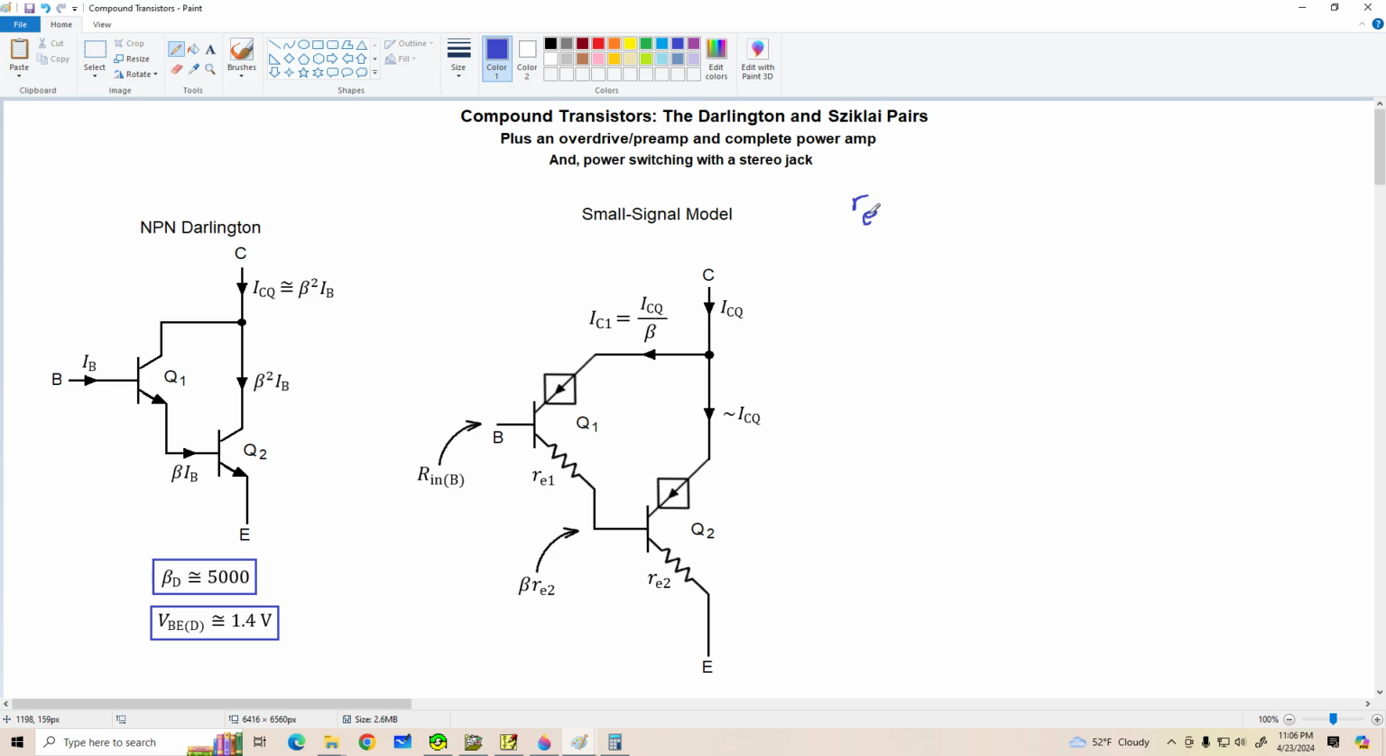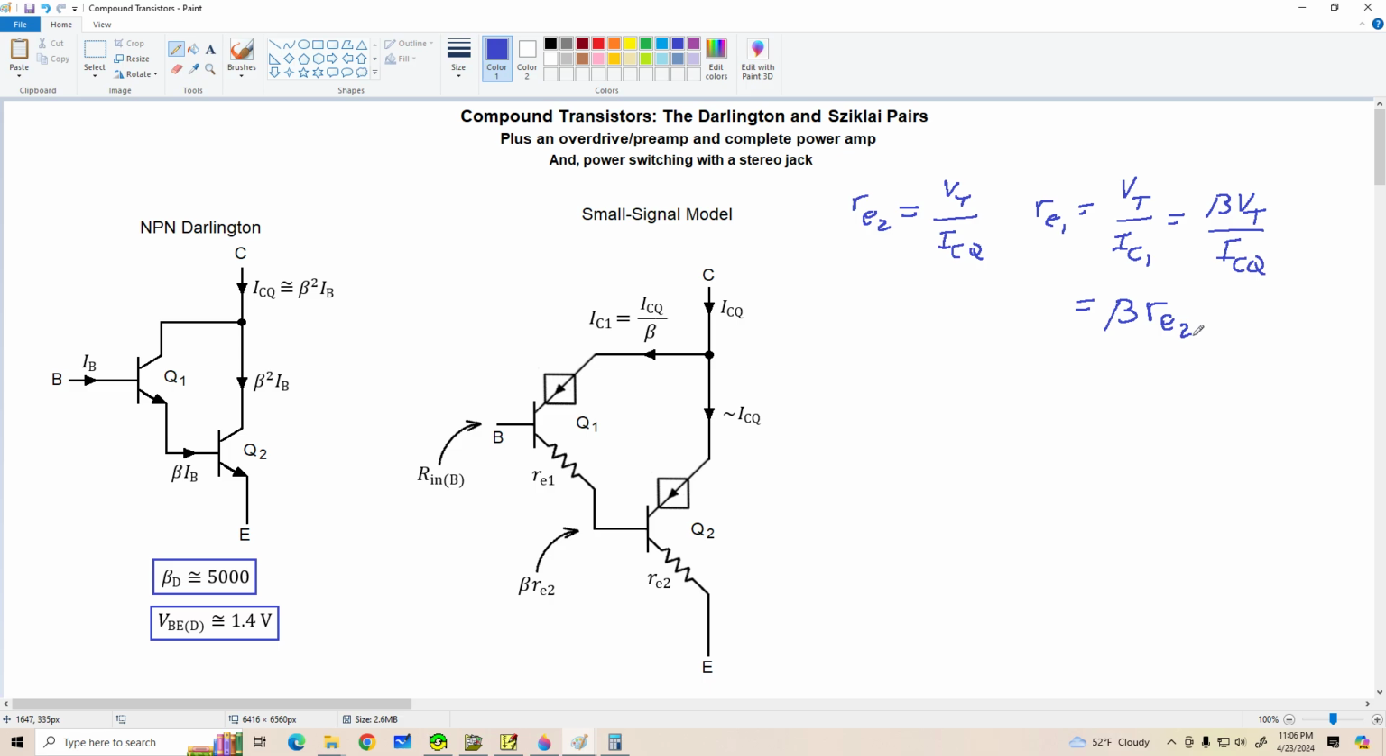So let's start by looking at little re2. We know that little re2 is approximately equal to Vt, the thermal voltage, divided by ICQ. Now little re1 similarly is approximately equal to Vt over IC1, but IC1 is also ICQ divided by beta, so let's make that substitution, and that gives us beta times Vt over ICQ. And notice that Vt over ICQ is little re2, so finally we can write little re1 as beta times little re2.